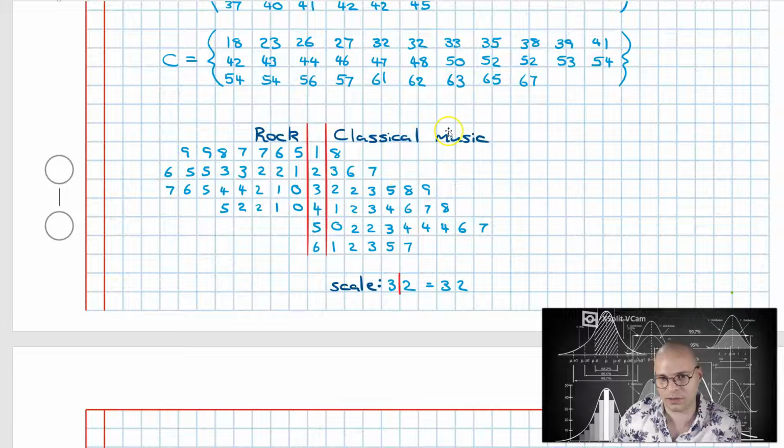Now one of the classical things about this back-to-back stem and leaf plot is that it enables us to make comparisons between the two data sets that have been plotted. In the case of these two data sets, the age of the rock aficionados and the classical music aficionados, you'll notice that the typical age of the rock aficionados is younger than that of the classical music aficionados. So the power of the back-to-back stem and leaf plot is we're able to compare data sets.